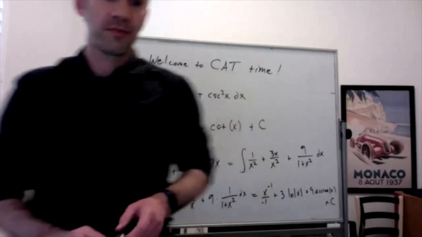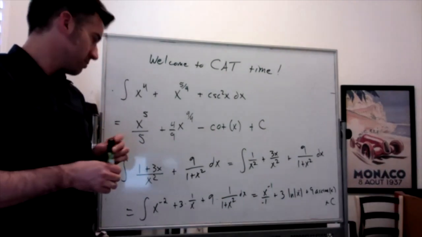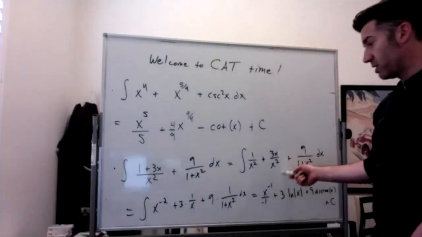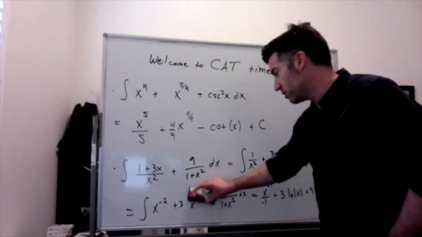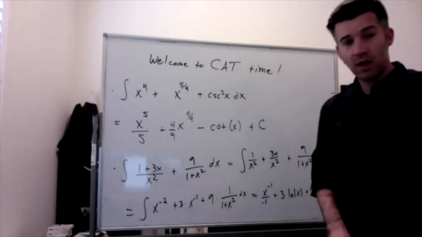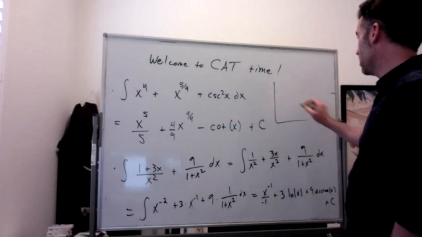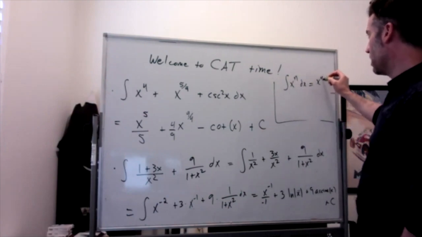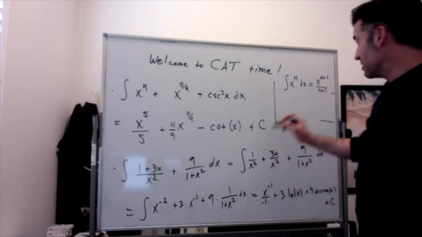The only thing I got kind of confused on is the second part, the 3x over x squared. Can you repeat that whole process again? So I rewrote 3x over x squared as 3 times 1 over x. You could also write it as 3 times x to the negative 1. For any other power of x, we know that the antiderivative of x to the n is x to the n plus 1 divided by n plus 1. But that doesn't work if n is equal to negative 1.